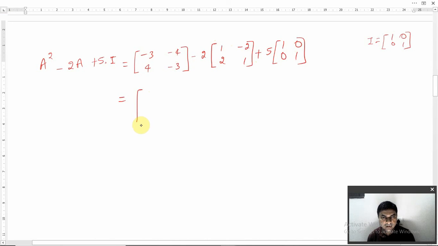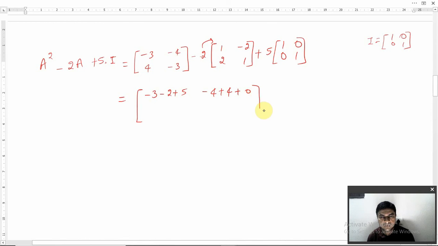You can see this is equal to, this is minus 3 here, minus 2 into 1, so corresponding element I am going to multiply here. So this will be minus 2. So first row, first column I am taking from all the three matrices. Here I have plus 5. Similarly, you can see the next value. This is minus 4. And then this will be minus into minus plus 2 into 2, 4. Last value is plus 5 into 0 is 0.